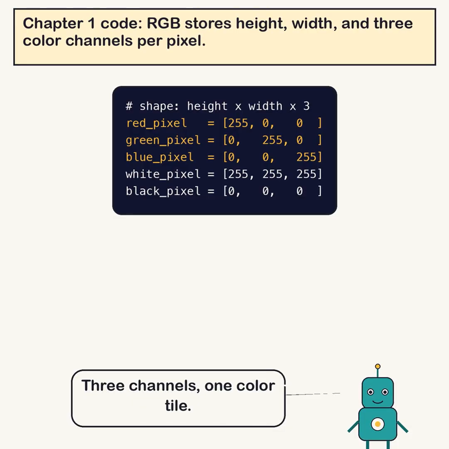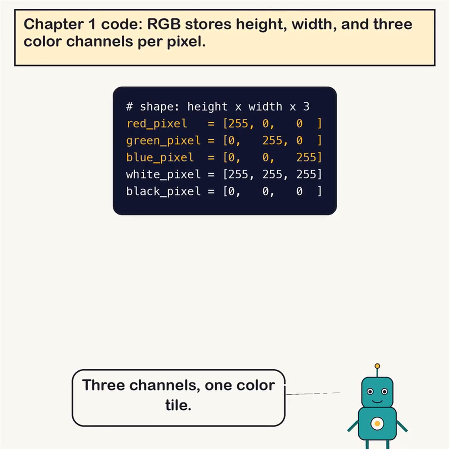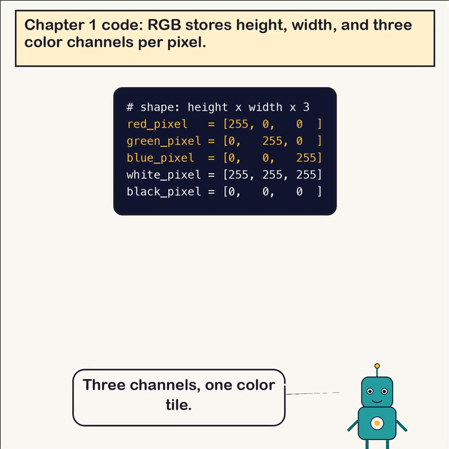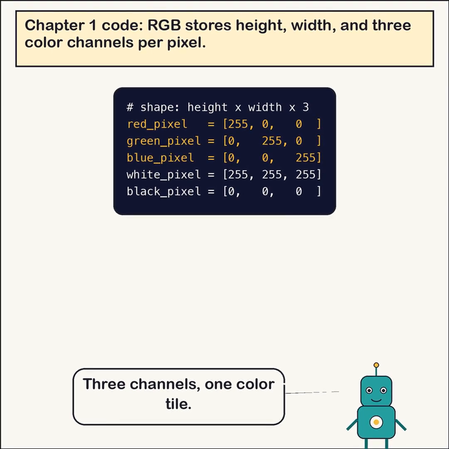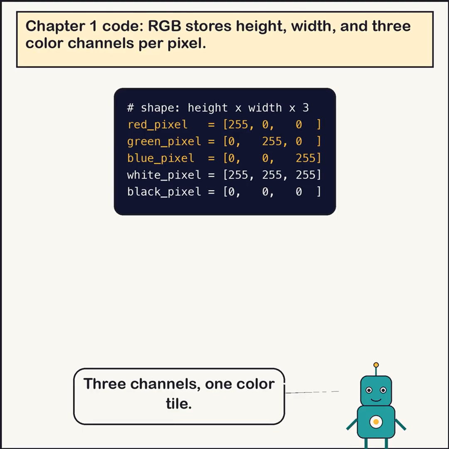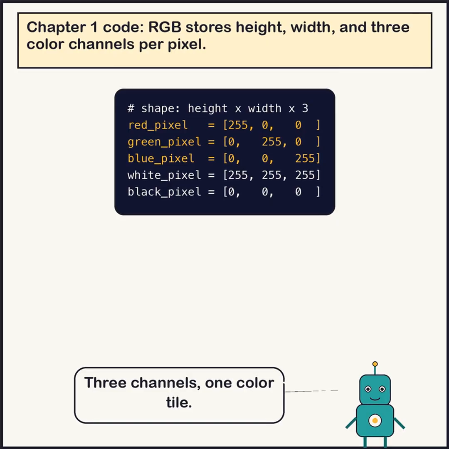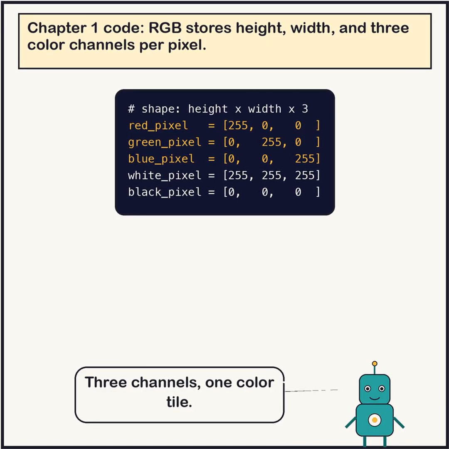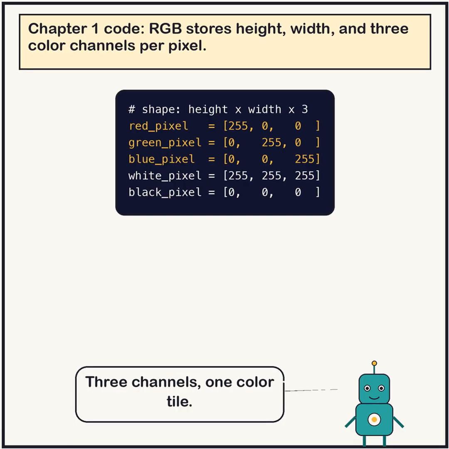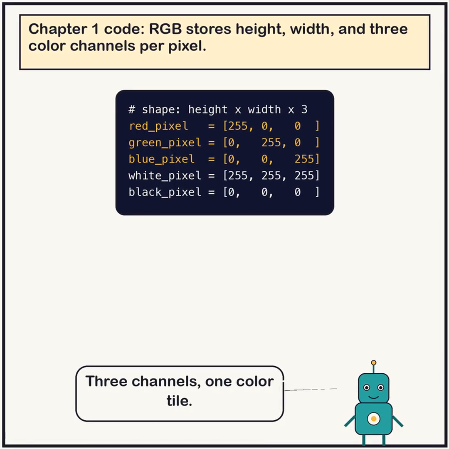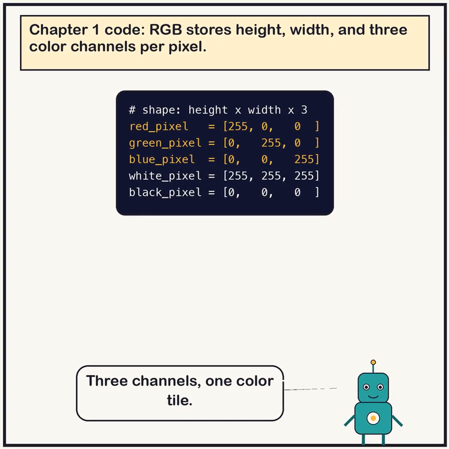This matters in real systems because bad channel handling breaks medical images, satellite data, color segmentation, and generative models before learning even begins. Real-world analogy. An RGB pixel is like 3 dimmer switches on one stage lamp, mixing red, green, and blue light into one color. 3 channels, 1 color tile.